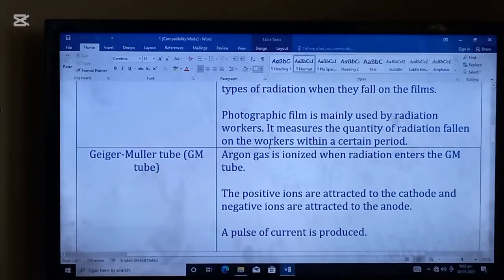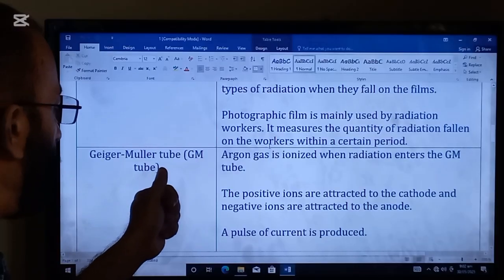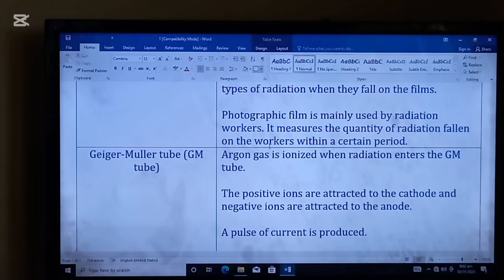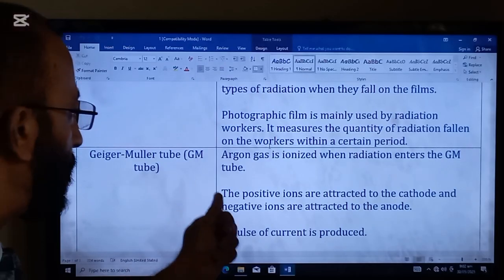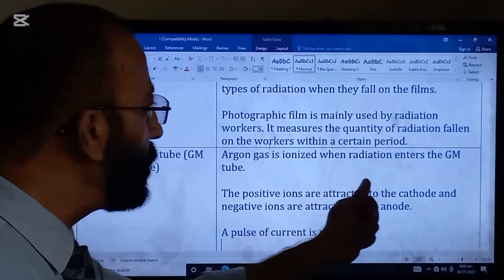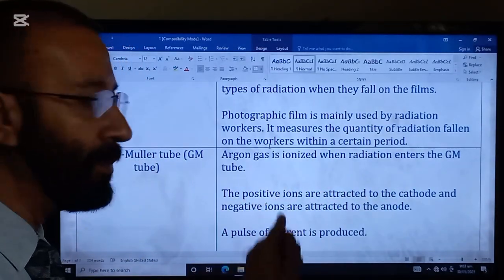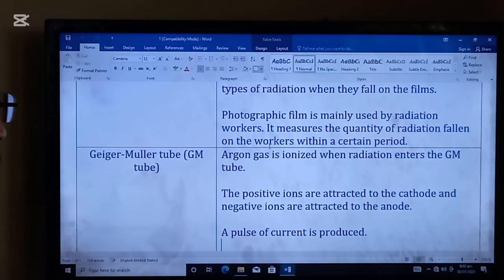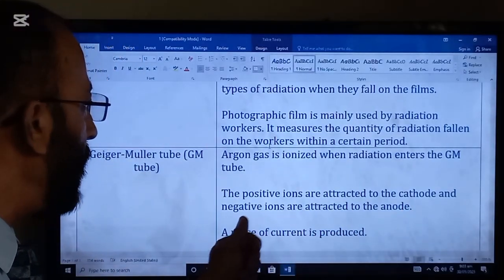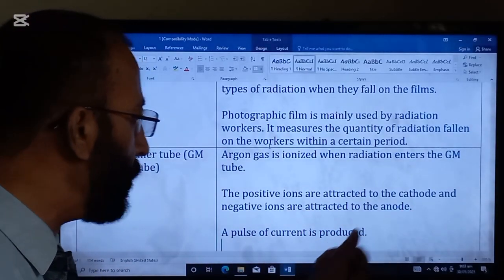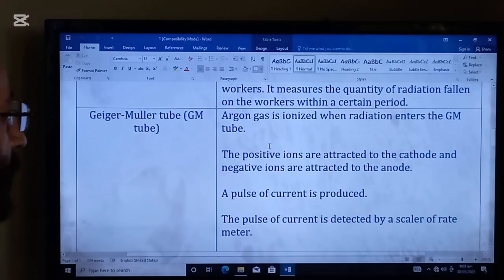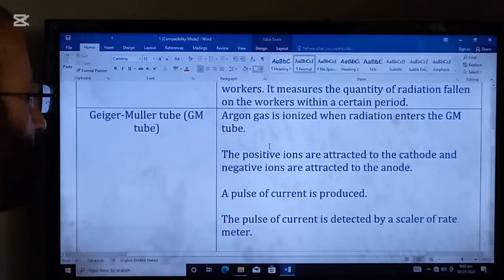The next detector is the Geiger-Müller tube. In short, this is called the GM tube. The explanation is: argon gas is ionized when radiation enters the GM tube. The positive ions are attracted to the cathode and negative ions are attracted to the anode. A pulse of current is produced in the GM tube.